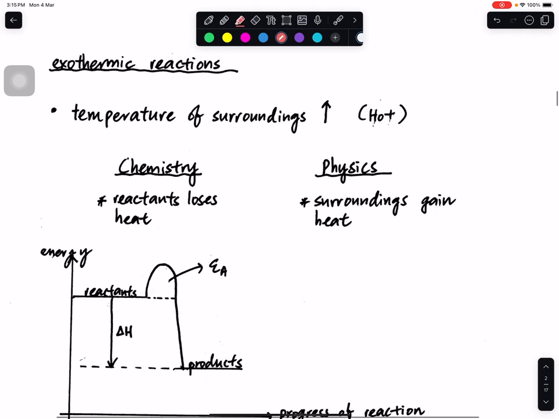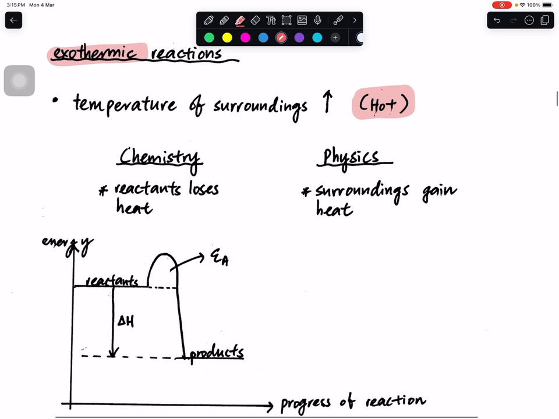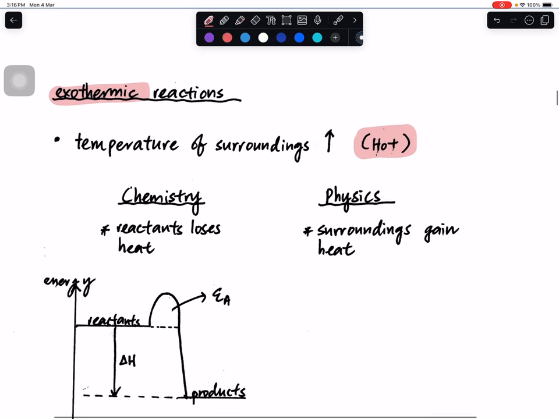So if you look at your first part, we're going to talk about your exothermic reactions. When it comes to exothermic reactions, you can view this reaction as anything that causes the temperature of your surroundings to become hot. Basically it's a hot reaction in nature. Again, for you to feel hot, you must release energy to your surroundings.